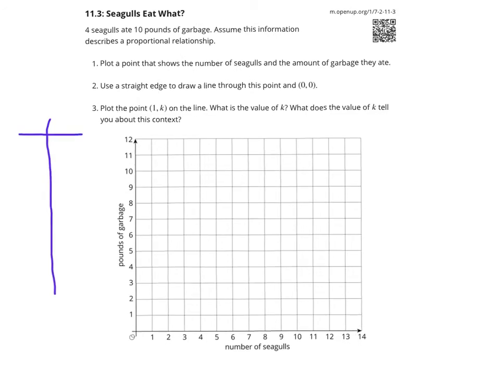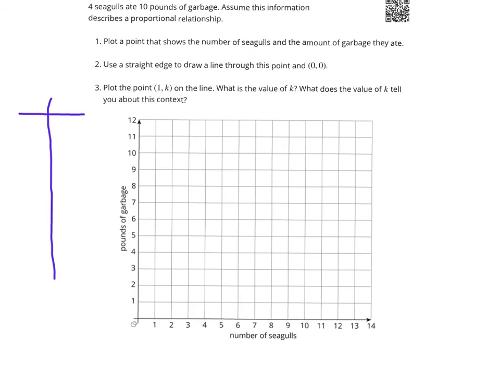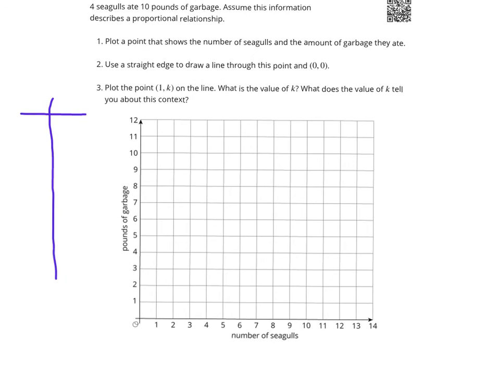I love me a good table, right? I'm going to make myself a table, noticing that in the x direction, we have the number of seagulls. So I'm going to make x my number of seagulls. That's my x. And y will be the pounds of garbage. Delicious, fresh garbage for the seagulls.